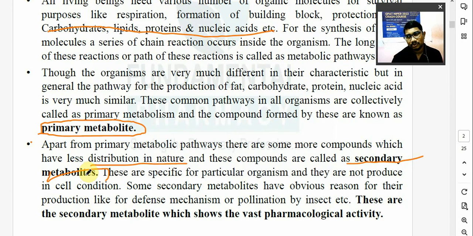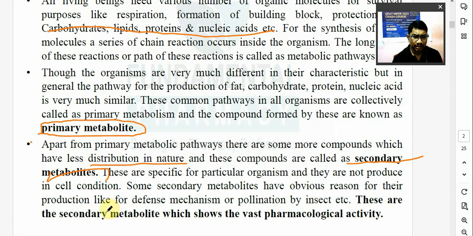Secondary metabolite important है. Okay. Primary metabolites are not important from the plant. Secondary metabolites from the plant are important. They are having medicinal value. Okay. Secondary metabolites like your alkaloids, glycosides, terpenoids, tannins, volatile oils are important because they have vast pharmacological activity.